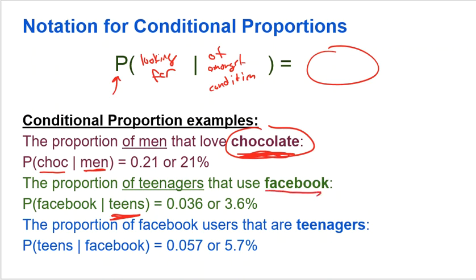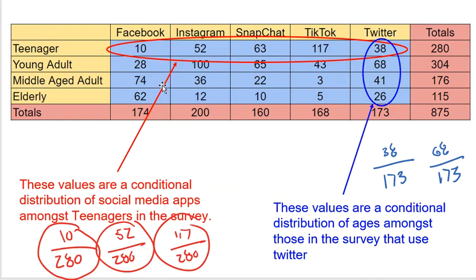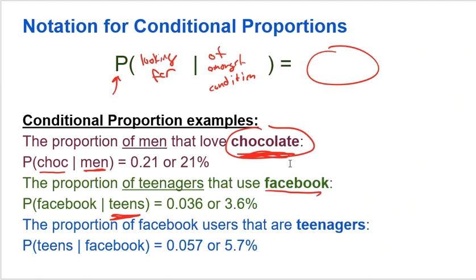So again, let's go back to our data so you can see where I got this number from. So the condition was of the teenagers. So I'm only looking at that teenager row. Of those teenagers, 10 of them use Facebook. So 10 out of 280. So again, conditional, my denominator changes because I'm only allowed to look at of the teenagers. So that's the 280 teenagers, and 10 of them use Facebook. 10 divided by 280 is where I got 0.036 or 3.6%. So very small proportion of teenagers use Facebook.